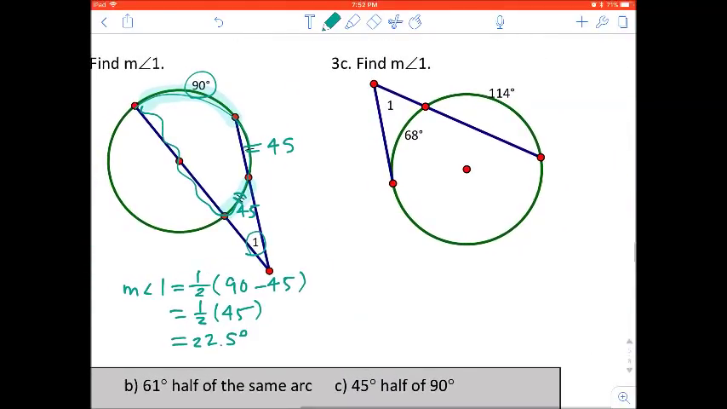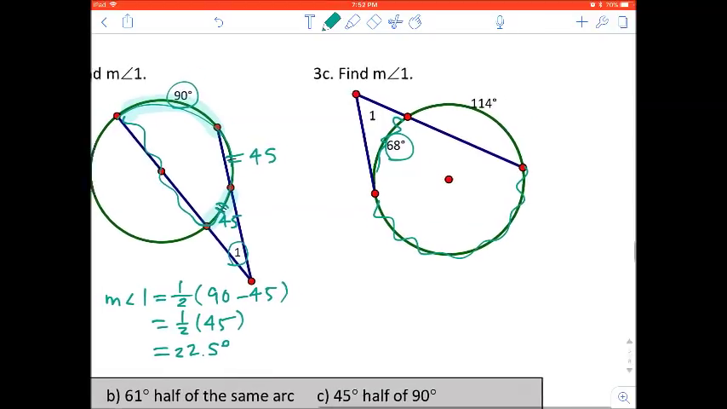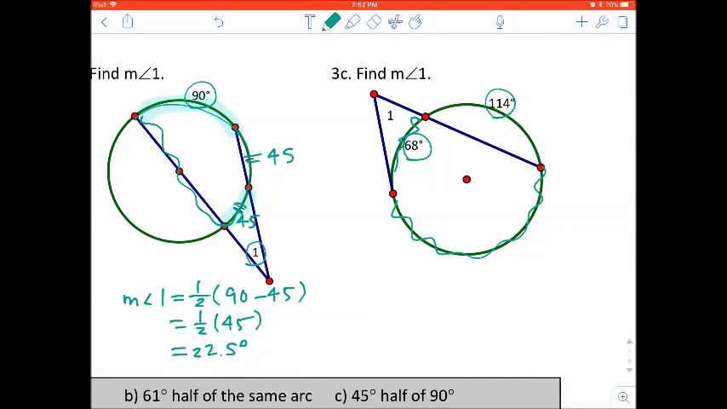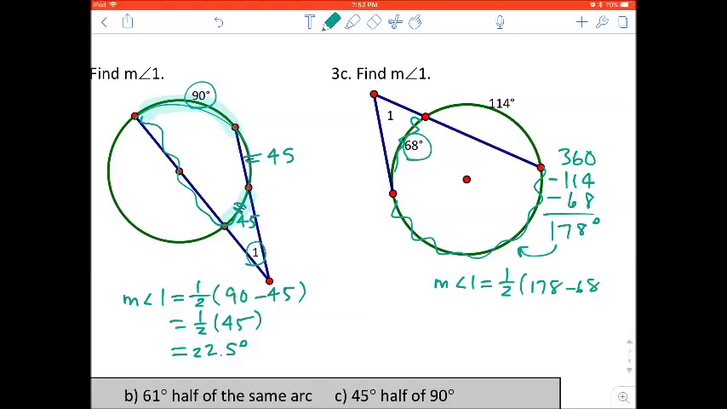And looking at our last example, we have one of the arcs that angle 1 intercepts. We don't have the other arc, but we can find it. We just need to take away the 114 and the 68 from 360. And by doing so, we get, I believe, 178 degrees. And so now we can set it up: the measure of angle 1 is half of the difference of the two arcs. And so we know it's half of 110 degrees, which is 55 degrees.